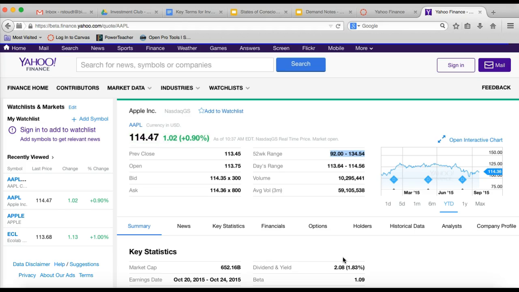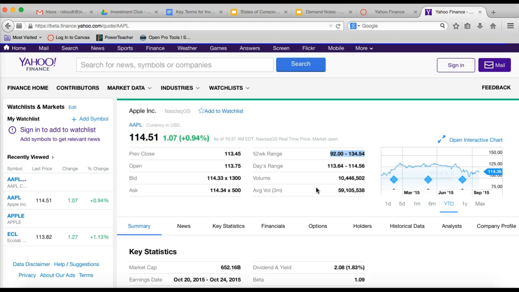So how do you want to use that? Well, you want to take a look at what Apple's currently trading at, which is 114.48, and that's going to be somewhere in the middle in here, right? It's almost towards the low end, really. So it gives you an idea of where they've been trading in the last year, how high it's been, how low it's been.